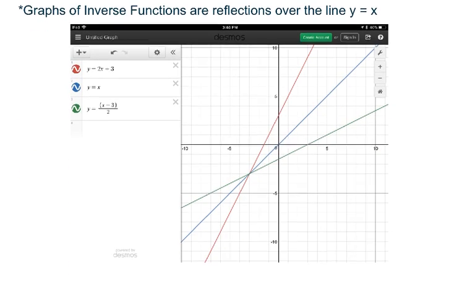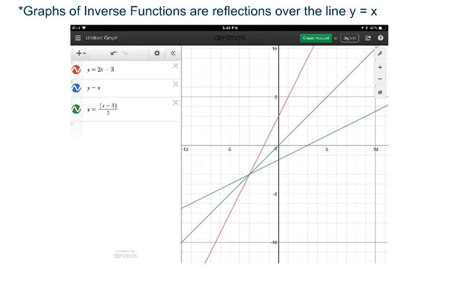So I've got this nice little picture here from Desmos. The blue line here is the line y equals x. So what we should see is that the red line, f of x, and the green line, g of x, should be reflections over that blue line. And you can see that they are. Pick a point, go straight to the line, and those are the same distance away. It's a nice reflection. With lines, it could sometimes be a little difficult to see.